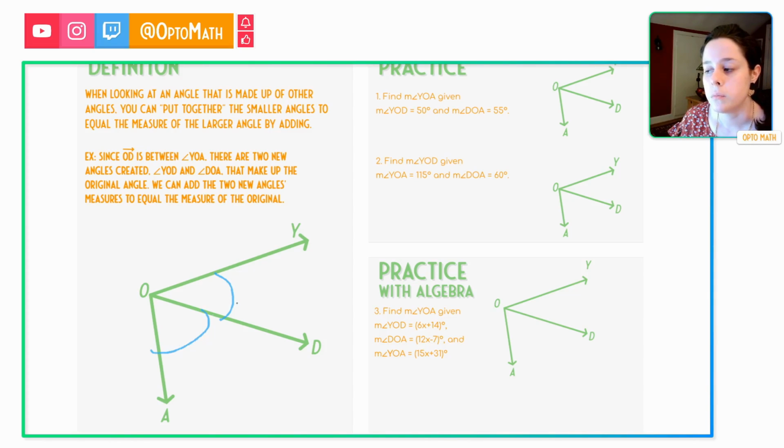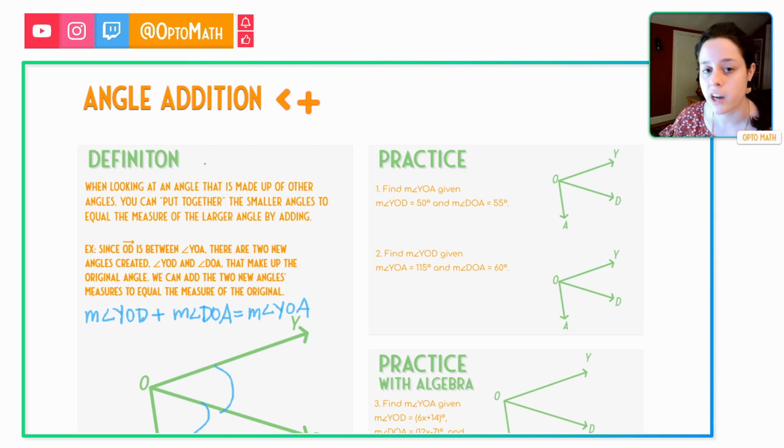Because of these two angles created, and they make up YOA, we can add up their measures to equal the measure of YOA. So let's write that in a little sentence here. The measure of angle YOD plus the measure of angle DOA equals the measure of angle YOA. So that's the general idea. Part plus part equals whole. Let's go ahead and take a look at some practice.